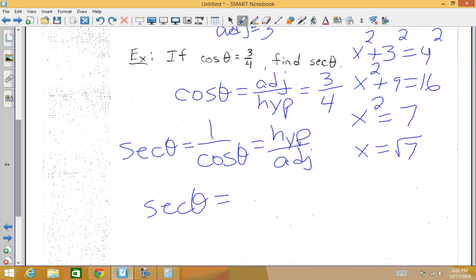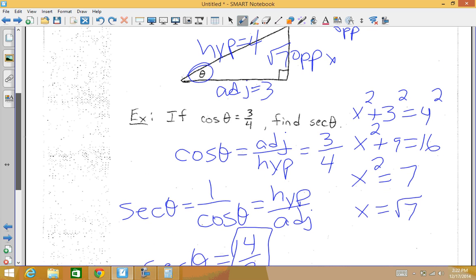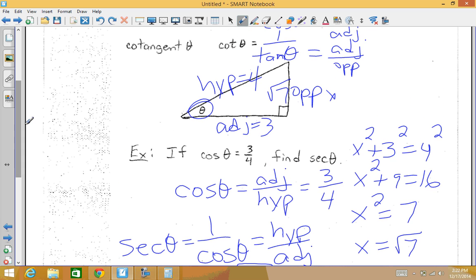Now, I know probably some of you are looking at this and saying, wait a minute, why did we not just flip this over to begin with? Why did we have to go through the routine of finding all three sides before we found the secant? Well, you're correct. You could have just flipped over the cosine immediately, but what if it wasn't the secant that was asked for? What if it was one of the other trig functions? Well, we would have to find that third side.